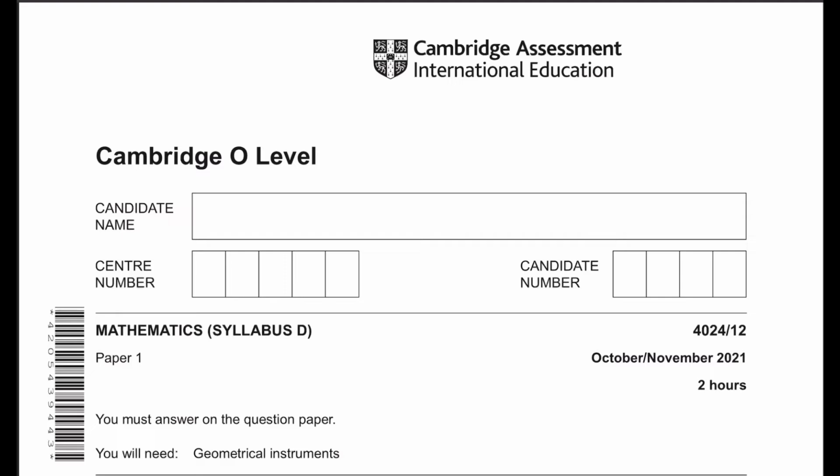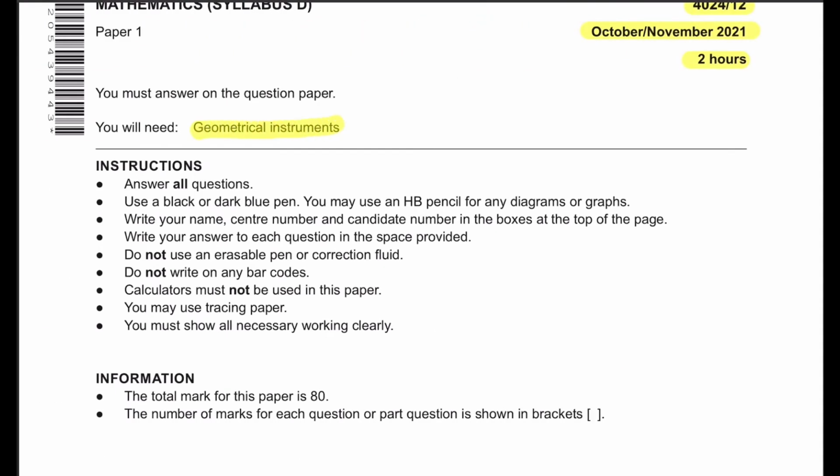I wanted to start today with mathematics, that is syllabus D. It's paper 1, October-November 2021, 4024, variant 12, and it's a 2 hours exam. You need geometrical instruments. Use black or dark blue pen. Use HB pencil for any diagrams or graphs. Write your name, center number, and candidate number in the box at the top of the page.